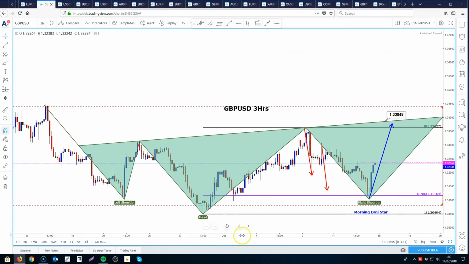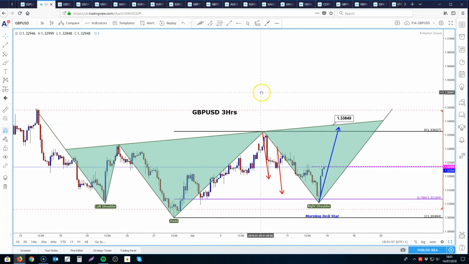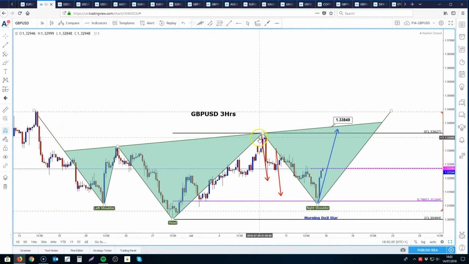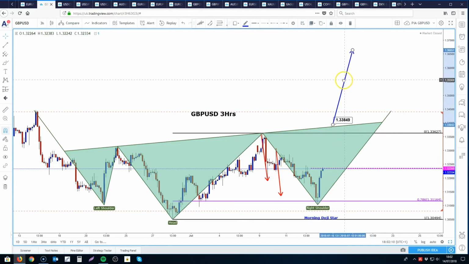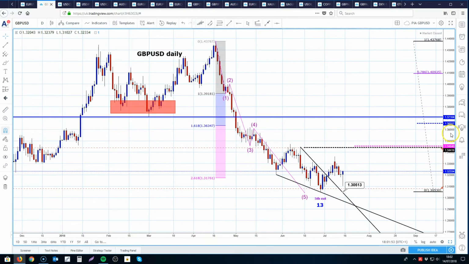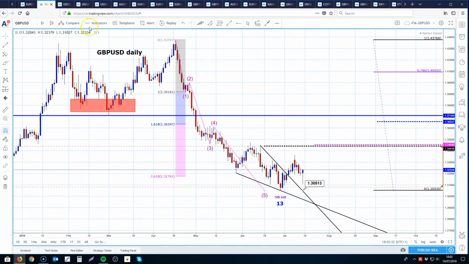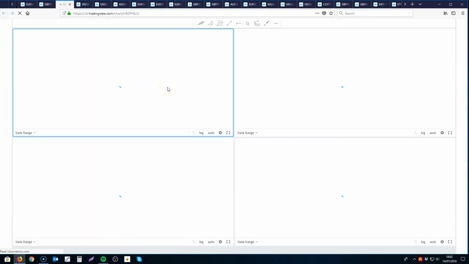This looks like a reverse head and shoulders pattern, an ABCD formation completed. Buyers coming in around about the 78.6% pullback level. The measured move target, if we're to break higher through 133.85, is located up here, 136.50, which is this level on the daily chart.